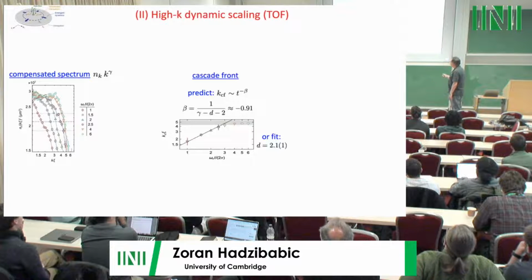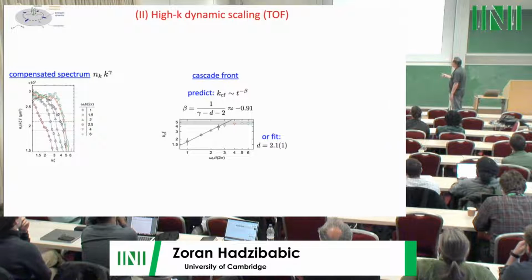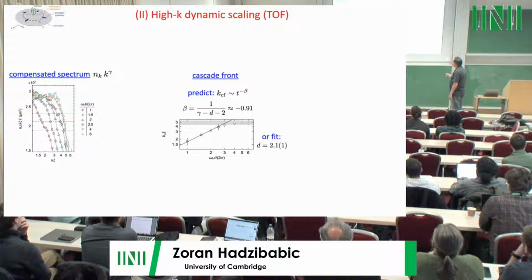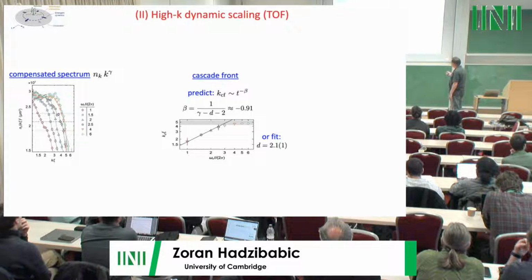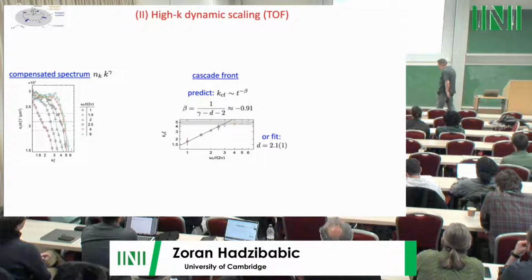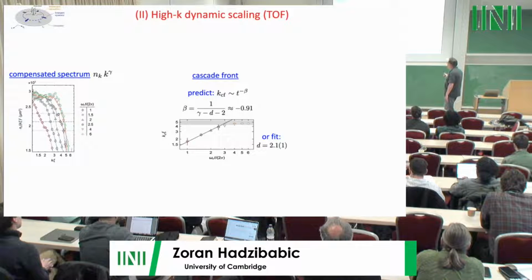Okay, and then before it even hits the wall, you can plot the cascade front versus time, and what you see is initially some power law behavior until it saturates at the dissipation scale. The line here is our prediction without any free parameters. It just comes from this formula. If you have a spectrum with some gamma and you're in 2 dimensions, then beta should be something, and indeed it is.